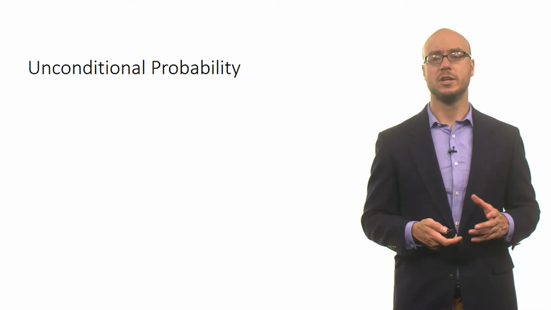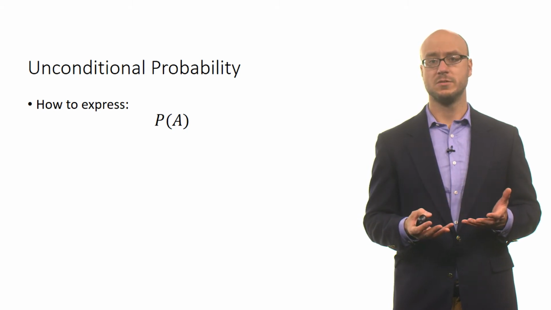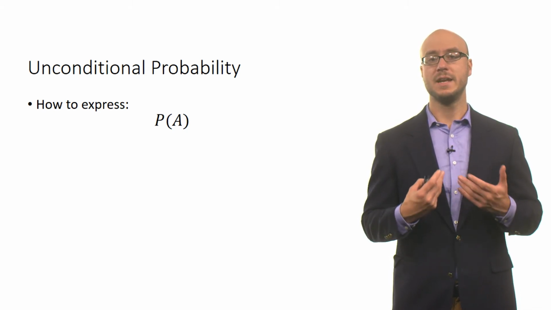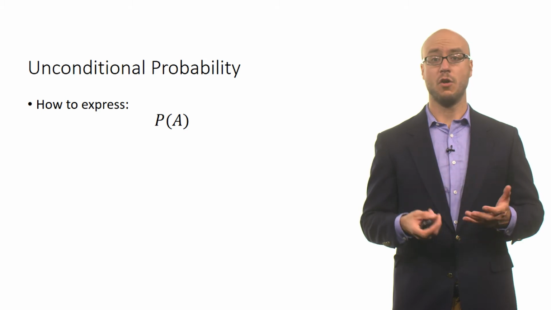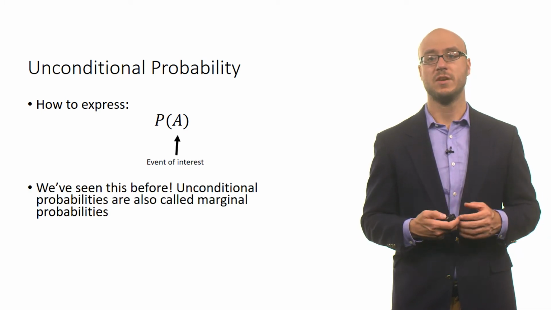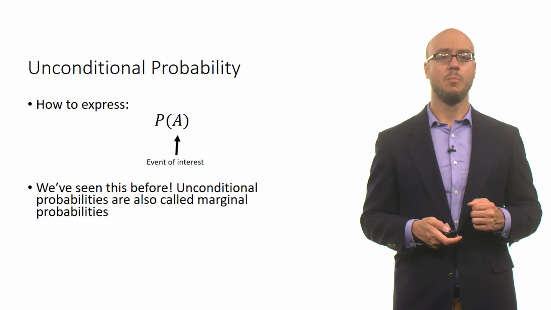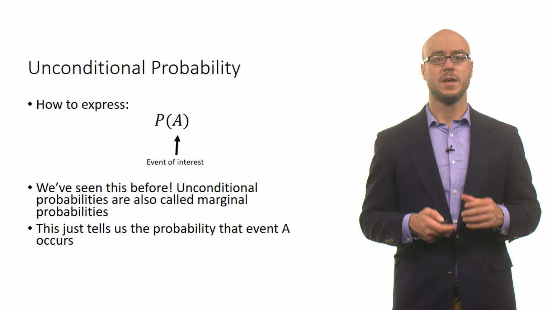So what is unconditional probability? We've been working with unconditional probabilities so far. That's just expressed in this notation. You have some event A, and you give that an overall probability. So there's some event of interest, and we just use this kind of notation. An unconditional probability is sometimes called a marginal probability.